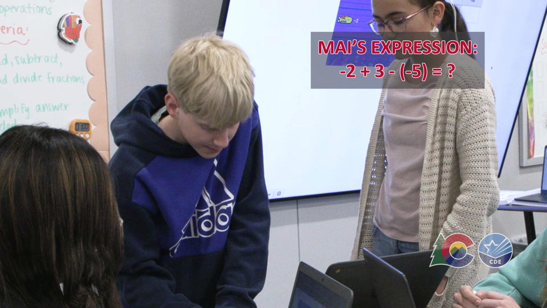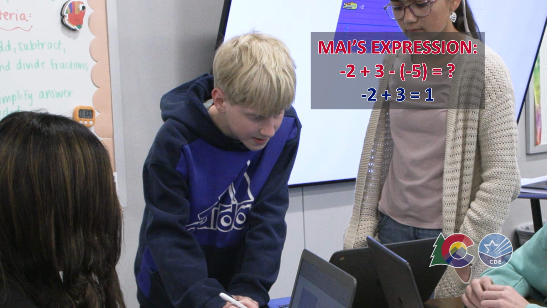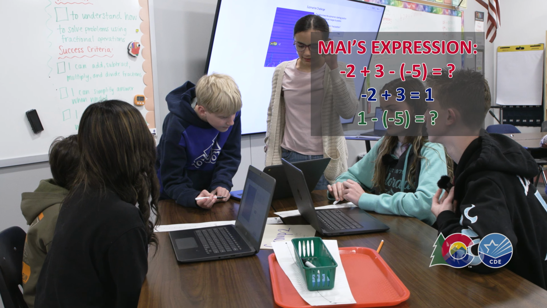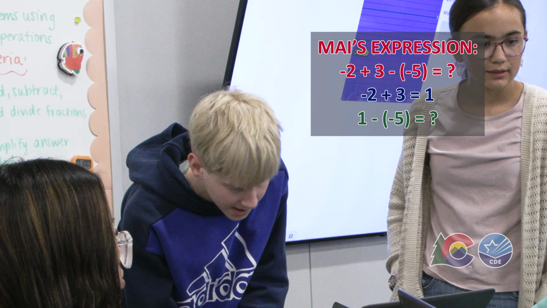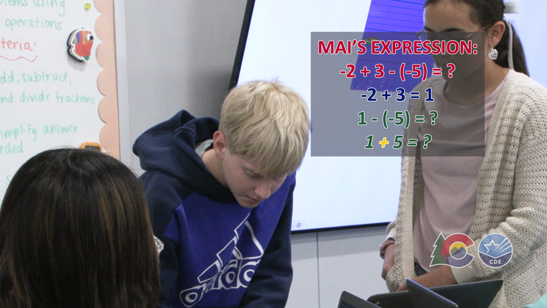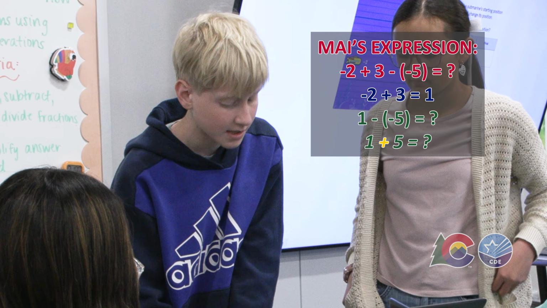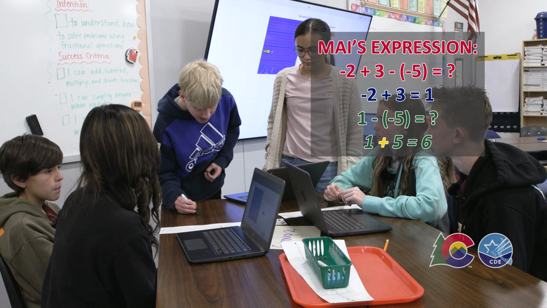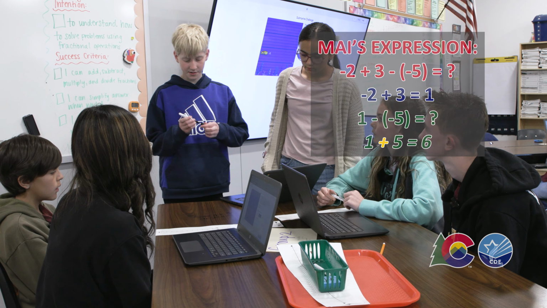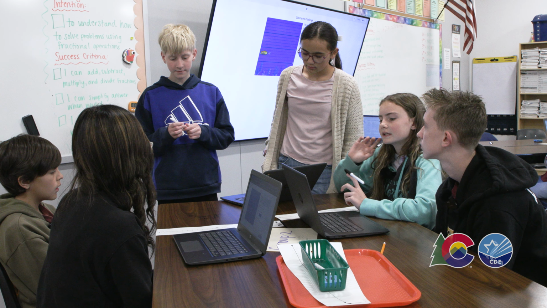But my expression, it would be -2 plus 3, so 1. We have 1 minus -5. One of the negative signs hatches on to the other one and it makes a plus sign. So you're left with 1 plus 5. 1 plus 5 equals 6. Similar equations, different answers. The text graphic of the equation disappears.